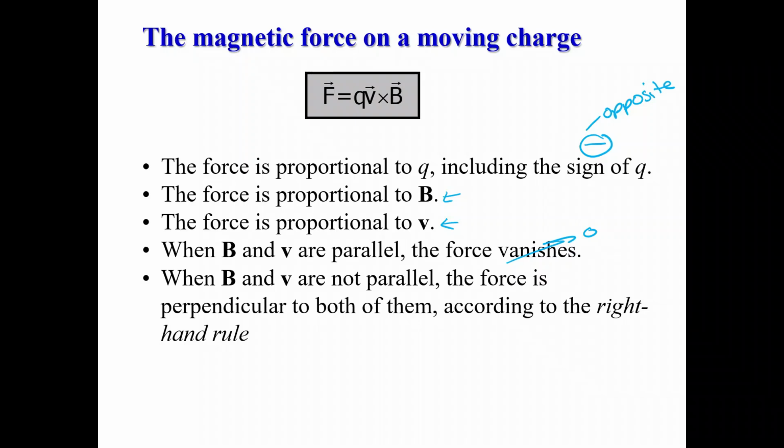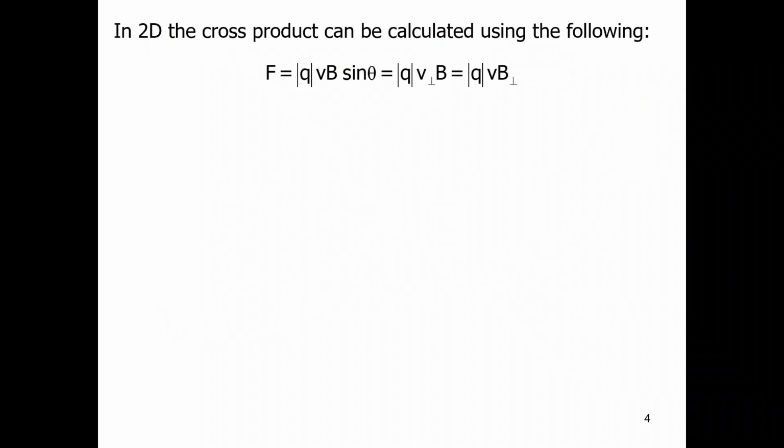When B and V are not parallel, the force is perpendicular to both of the original vectors in terms of direction, and we can use that sine theta in the product to find the magnitude. So our 2D cross product is QVB sine theta. We don't have our arrow on top of our force. That's why the absolute value is here. This is just to find the magnitude of the force. You could find either the component of V that's perpendicular to B or the component of B that's perpendicular to V. Either one of those is true.